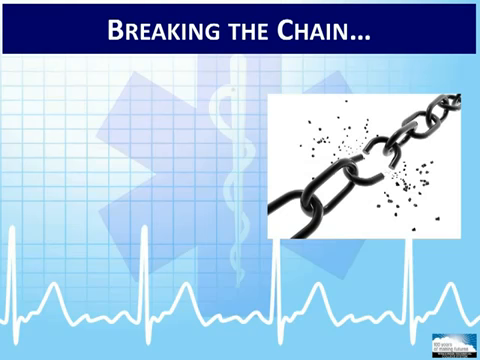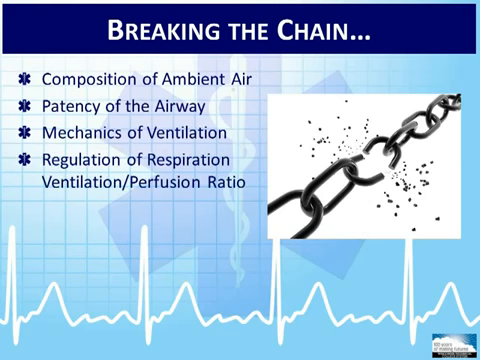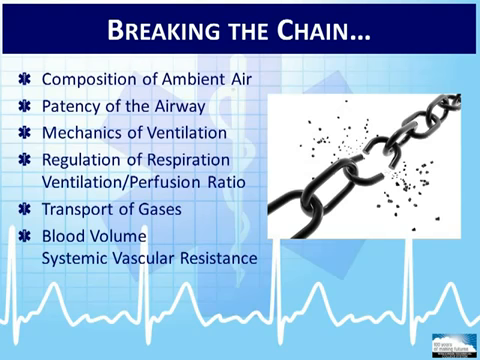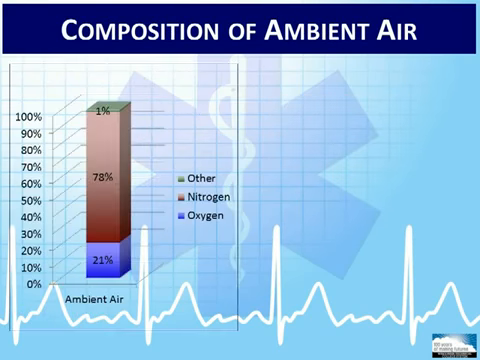This life support chain relies on the air we breathe, a patent airway, the ability to ventilate, the ability to respirate, the movement of gases throughout our bodies, the amount of blood in our circulatory system, especially when compared to the relative capacity of the circulatory system itself, the health of the heart, and the maintenance of the body's acid-base balance. Our life support chain begins outside the body with the air we breathe. Common ambient air contains 21% oxygen, 78% nitrogen, and 1% other gases. This 21% oxygen is of critical importance.